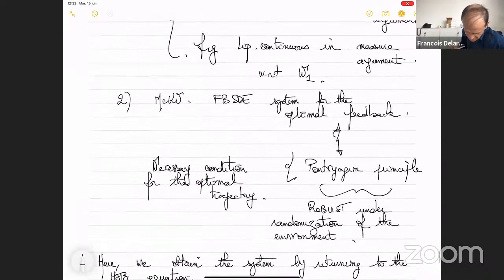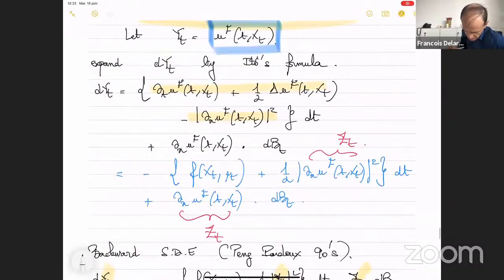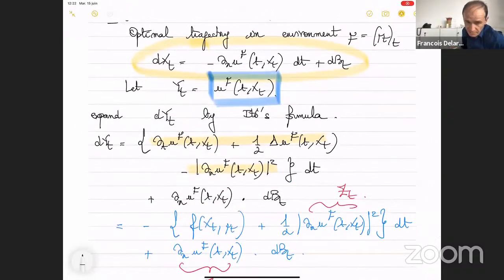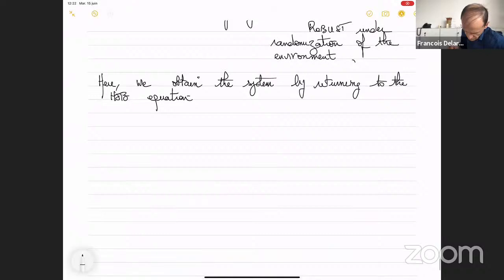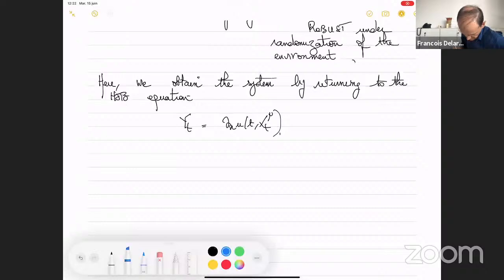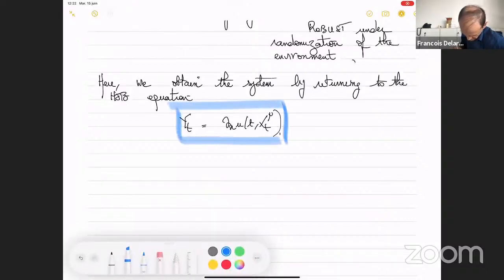Now, instead of following the optimal cost, which is what I was doing in the previous explanation, in the blue box, this was the optimal cost. Now what I'm going to do is to follow the optimal feedback somehow. So up to the sign, this is the optimal feedback. So now this is another choice. So we follow the optimal feedback.